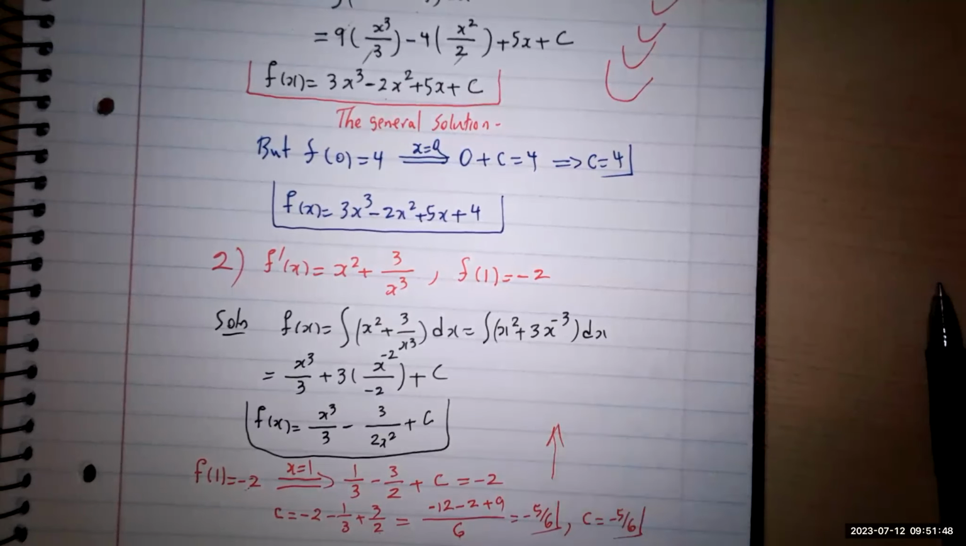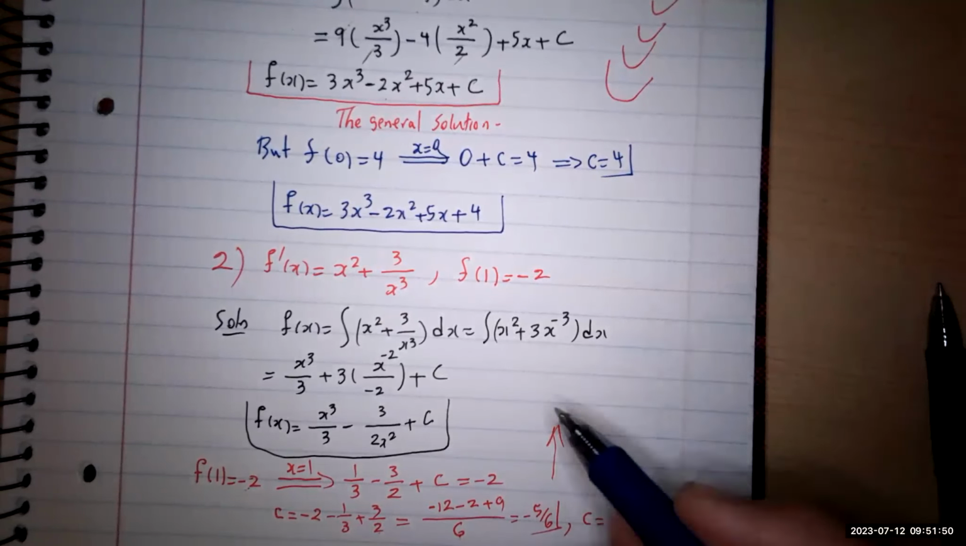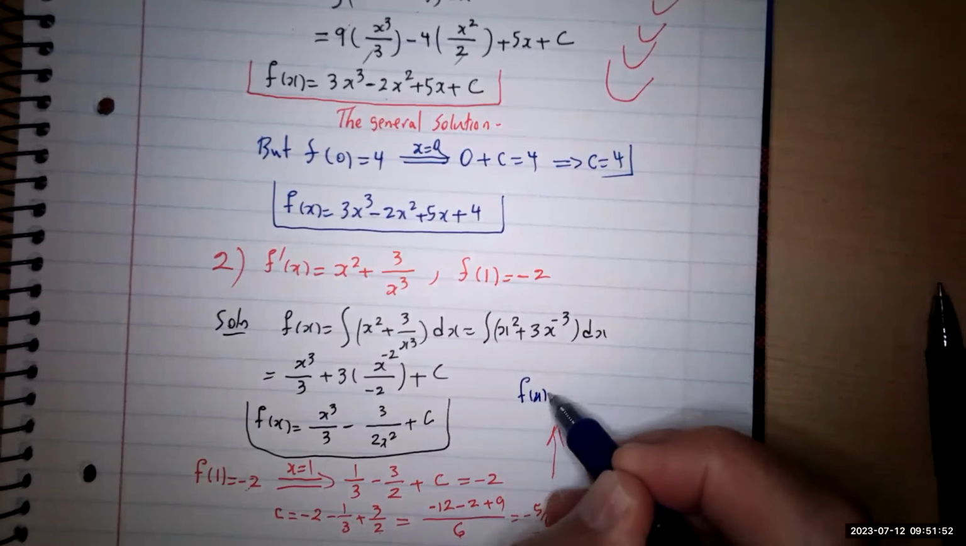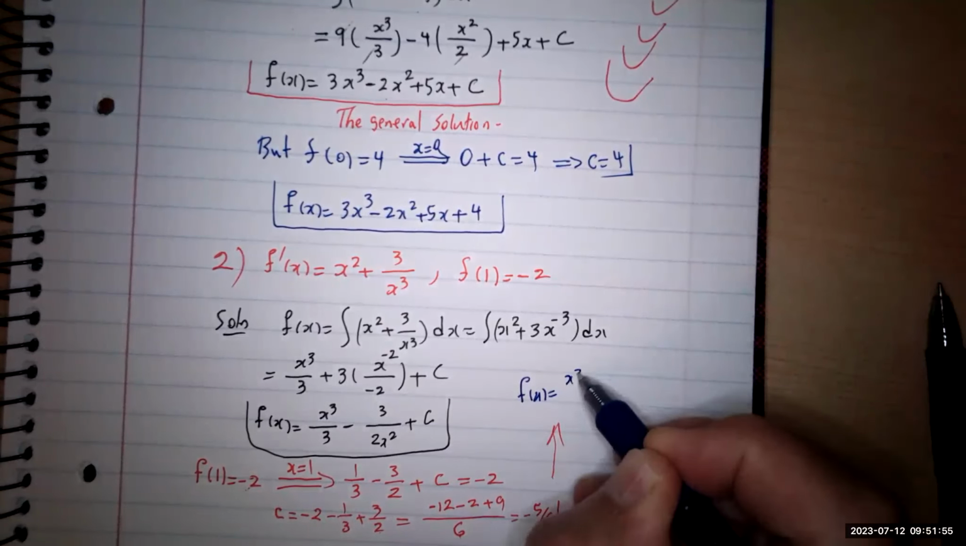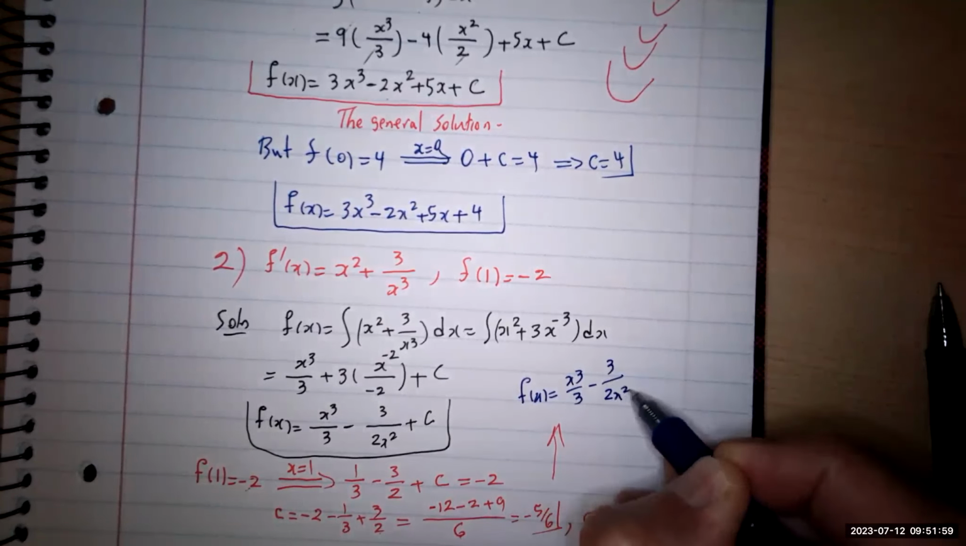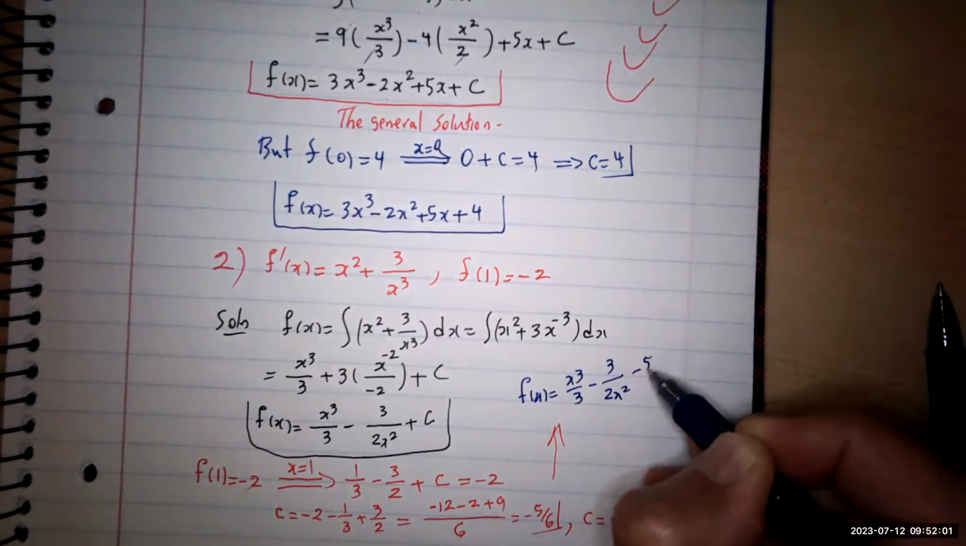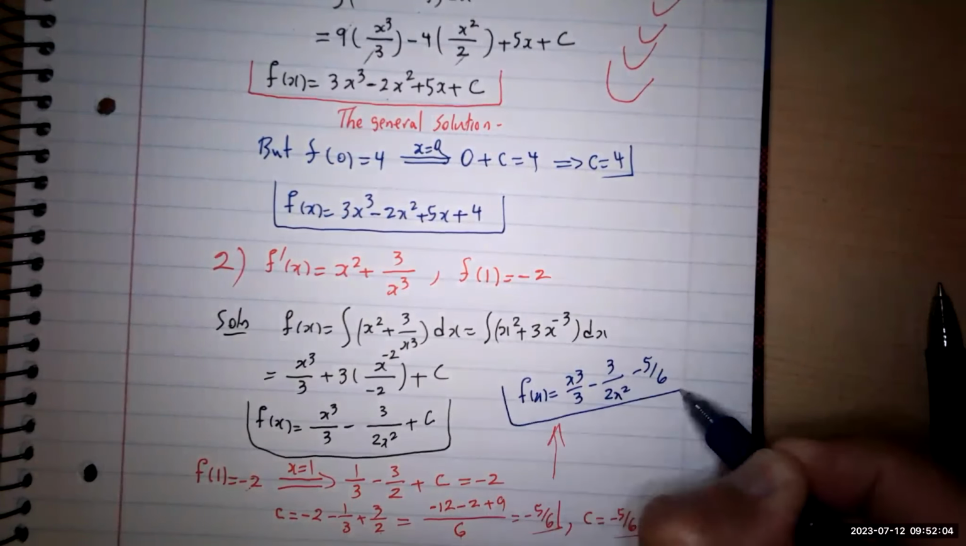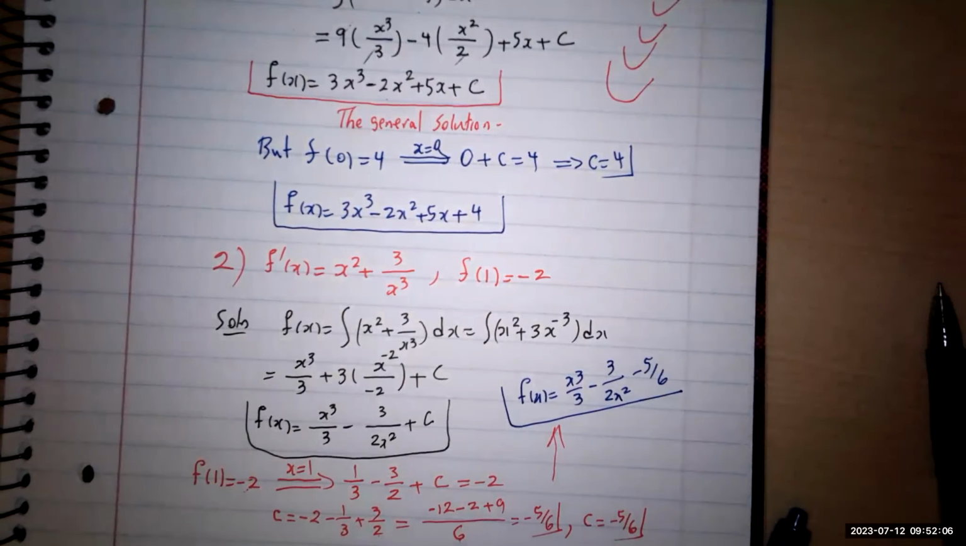So you have to substitute to express the final answer. So f of x is going to be equal to x cubed over 3 minus 3 over 2x squared and the c, which is -5/6. So that gives you the kind of final answer that we're going to have. Okay, any question? So you see the kind of application of these ideas quickly, you'll be able to do it.